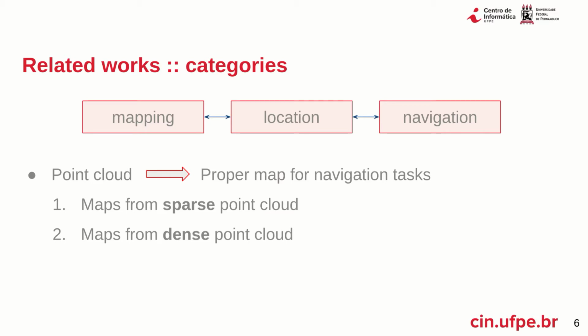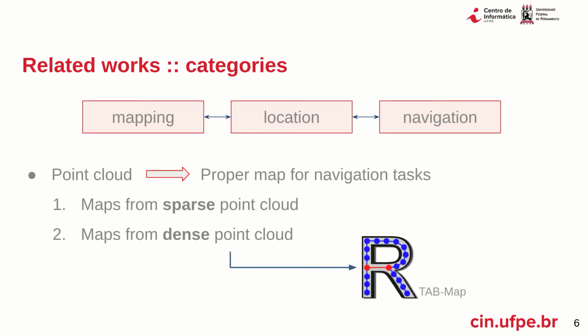The related works can be divided into two categories, which are works that developed an appropriate map for navigation given a sparse point cloud, and a second category that uses a dense point cloud. For now, I will focus on a particular one, which is the open source project RTAB-Map, used for comparative purposes. It can build a 2D OGM with data from a stereo or RGBD camera.